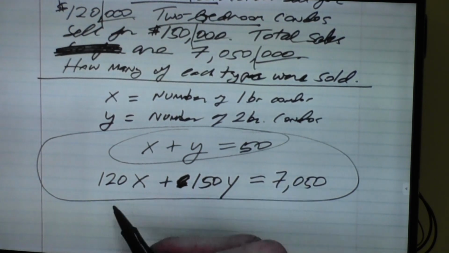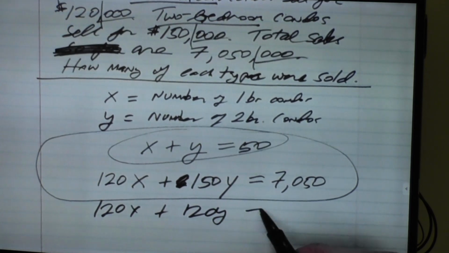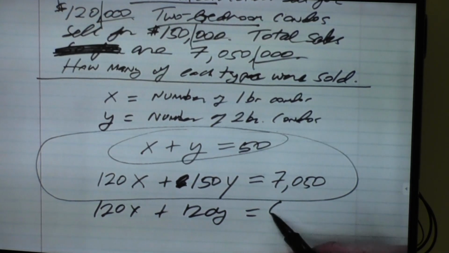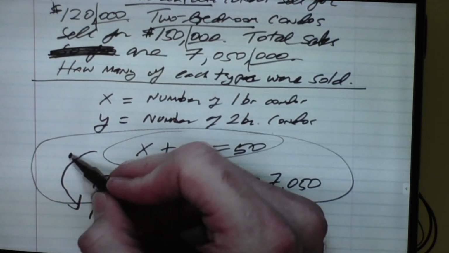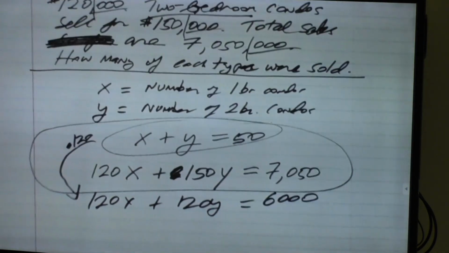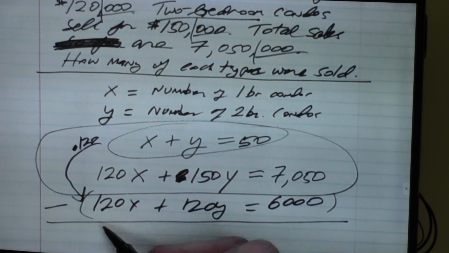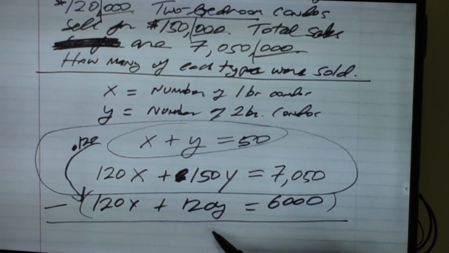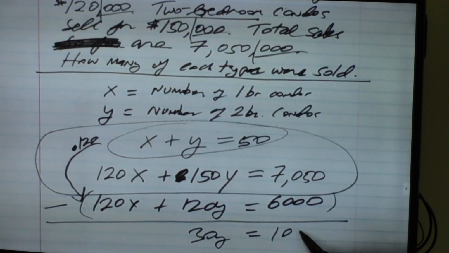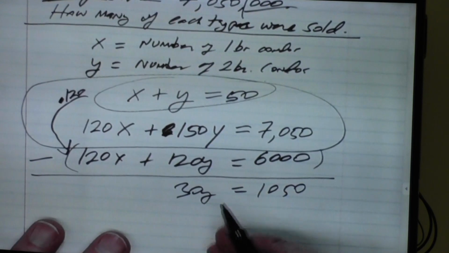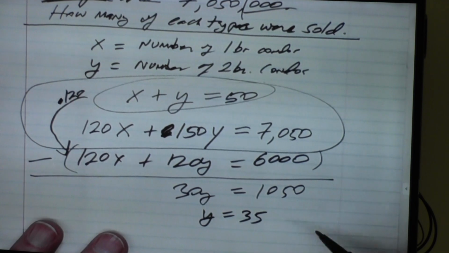So if I multiply that one by 120, I get 120x. Multiply that one by 120, I get 120y. Multiply that by 120, I get 6,000. So I just multiplied that times 120. And now I can subtract. 120 of those minus 120 of those, they're gone. 150 minus 120 gives me 30 of those. And here, subtract that, and you get 10, 5, 0. Zeros cancel, divide by 3, and y is 35.